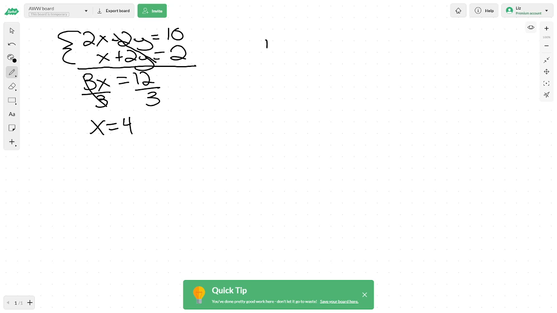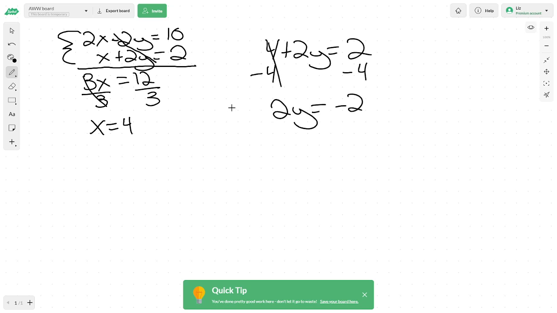So x is 4, plus 2y equals 2. And then we need to solve to find the other variable. So we need to find what y is by solving this equation. We're going to subtract 4 from both sides, and I get 2y equals negative 2. Divide it out. y equals negative 1.